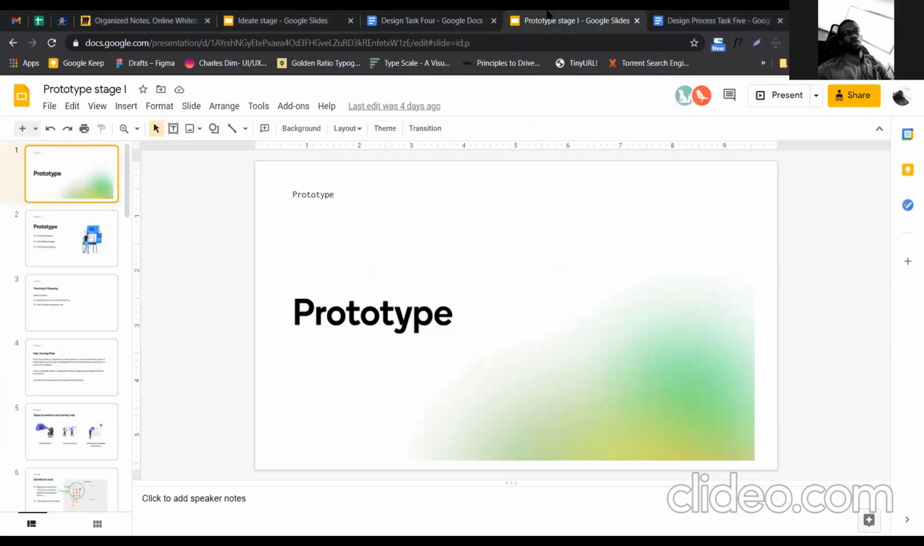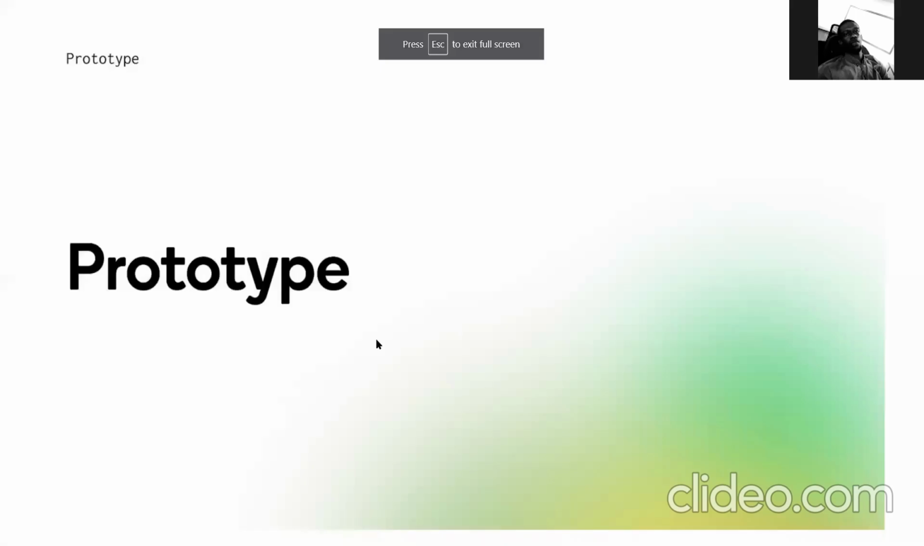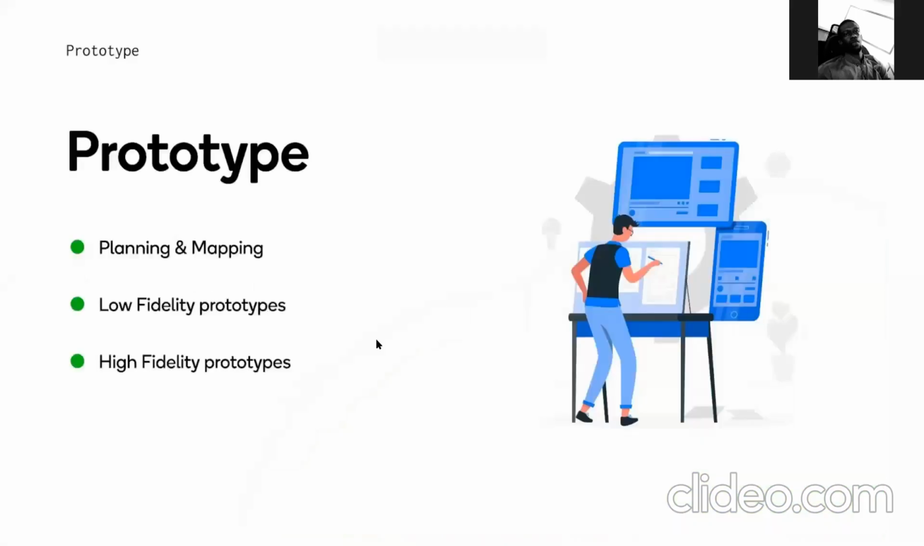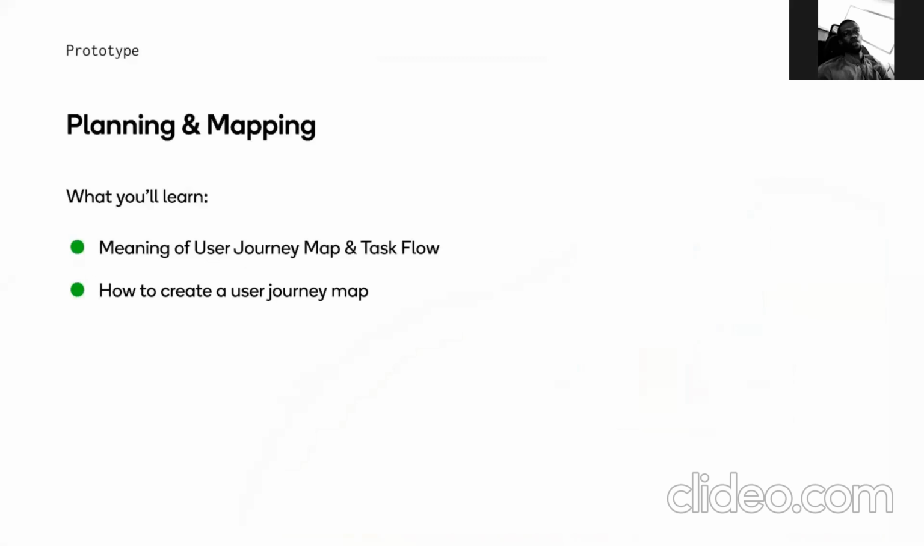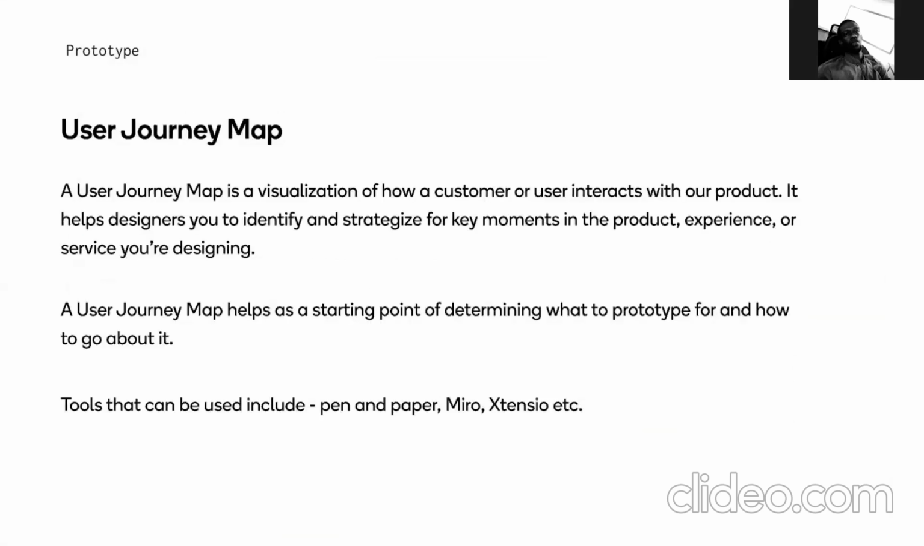Okay, so we'll move over to the prototype stage now. And for this week, we'll just be discussing low fidelity prototypes, planning and mapping as well. So prototyping is when you start to put your ideas together in some form of interface or some sort of preliminary design. Okay, and the first thing you want to do is to plan and map how your design, your prototype will look. So what you learn here is the meaning of user journey and task flow and how to create a user journey map.